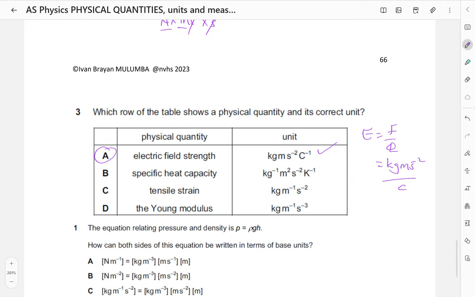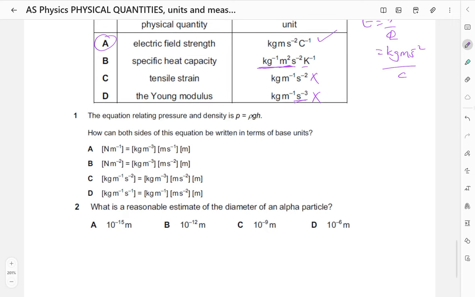Specific heat capacity. First of all, this is not a unit of energy because of the per kilogram. Although per Kelvin is fine, the other part of energy, just joules per Kelvin, this part is not representing joules, so that is out. Tensile strain, strain has no units, so that is also out. Young modulus has the same units as stress or as pressure, so this one is out. Force over area does not give us power negative 3 for S.